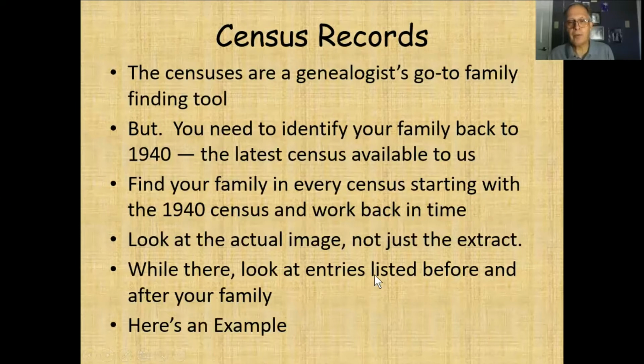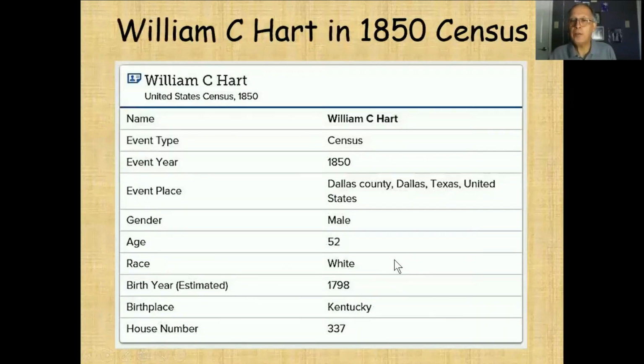So here's an example of an early census. William C. Hart in the 1850 census, and that's the first census that was taken with Texas as a United States state. He was one of the original owners of what is now Cedar Hill. As a matter of fact, City Hall, or not City Hall, I'm sorry, it's now the chicken place, plus the town square and all that are on land that he once owned. And this is a rundown of the kind of information you can expect to see for a 1850 census entry.